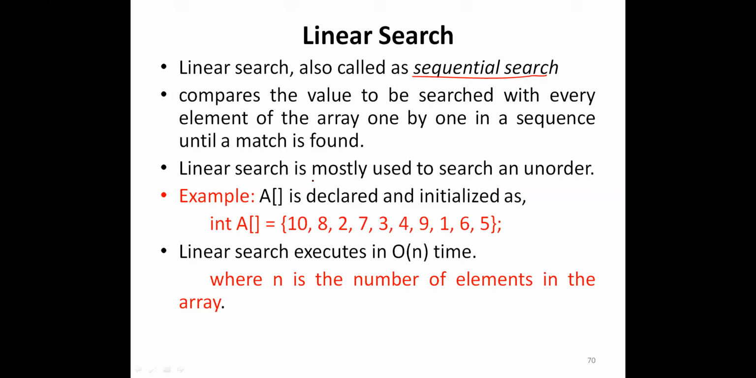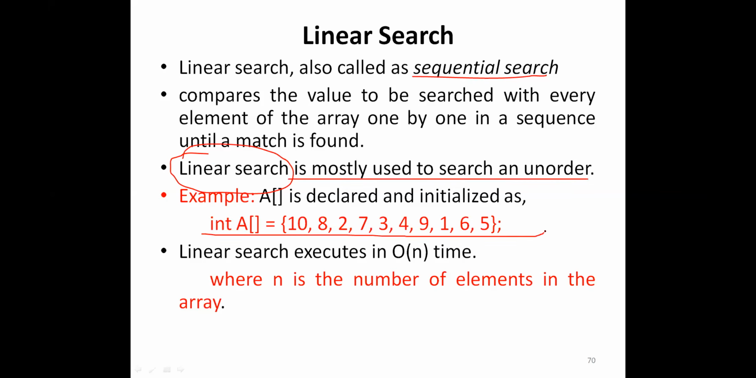Linear search is nothing but the elements being searched contiguously. That's all. It is most used to search an unordered list. If the elements are not sorted, in such a case the most efficiently used searching technique is linear search. If it is not sorted, if the numbers are random, we can go for linear search.